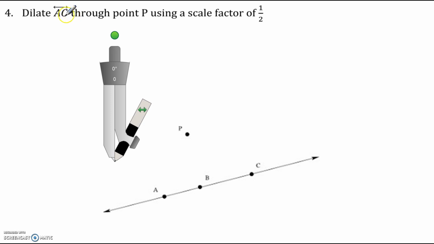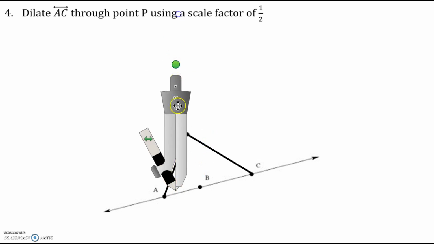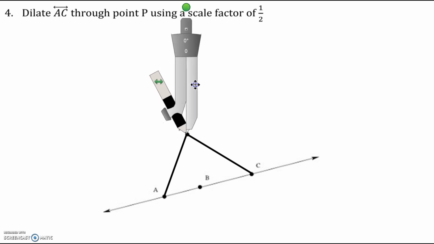We're going to dilate AC, so this whole line, and we're going to get another line through point P using a scale factor of 1/2. Because it's 1/2, when we connect point P, we can pick any 2 of these 3 points, because any 2 of them will make a line. It's going to end up closer to point P. It's going to be half of the original distance. So I don't need to go past A or C because I'm going to do half distances, meaning I'm going to get closer.